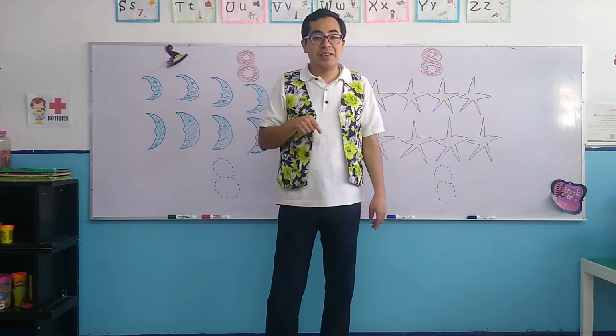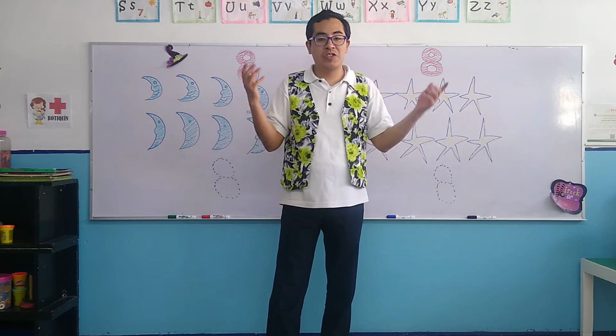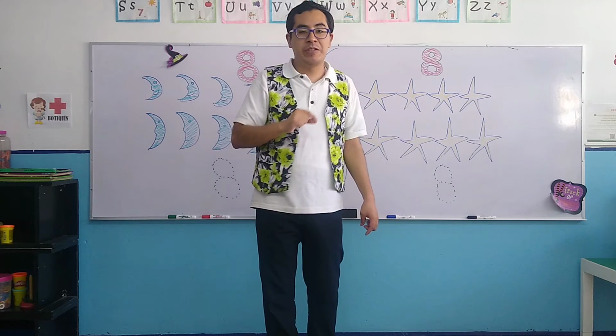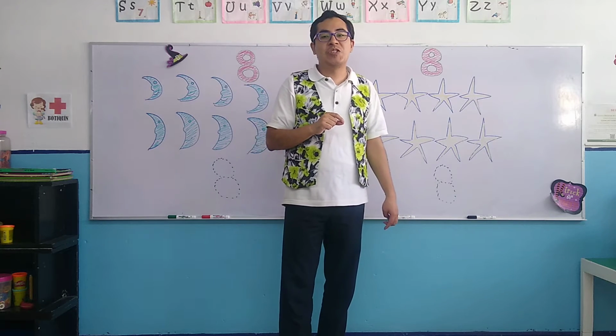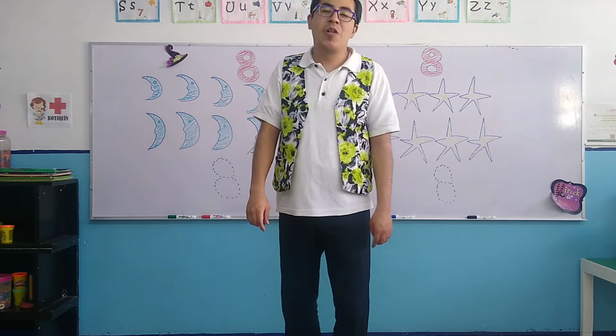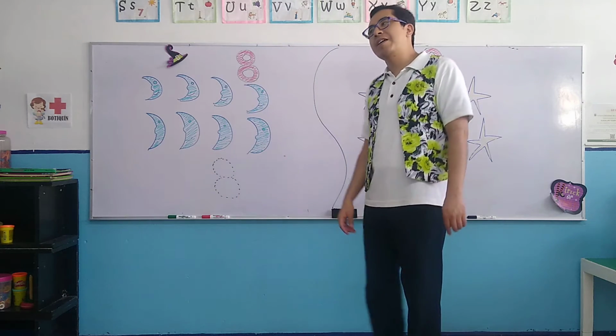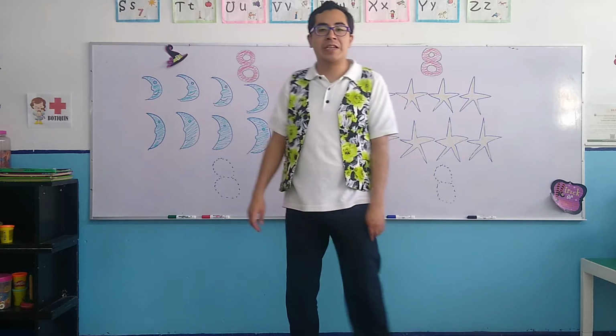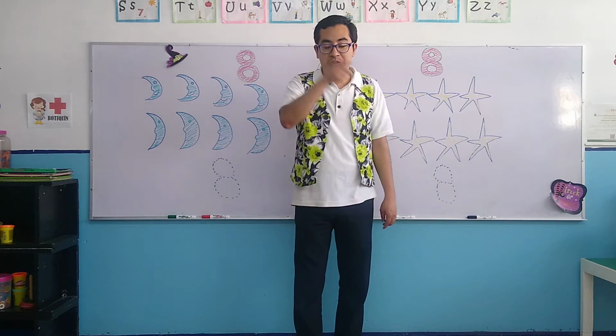Number 6 is a cherry, and don't forget a cherry. It's a small fruit, color red. Number 7 is a lazy number. It's always sleepy. That's why it's inclined, okay? Because it's sleepy. That's the number 7.